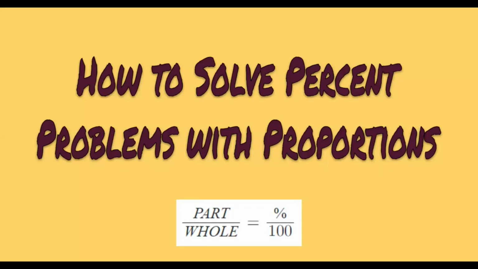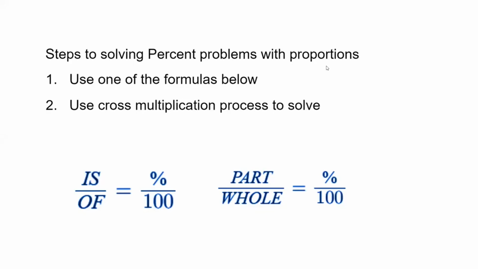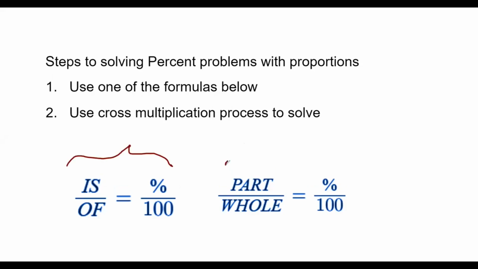In this video, I will review how to solve percent problems using proportions. The first thing that we want to do is to use one of the formulas below. They're really the same formula, but they express the proportion in a slightly different way. On the right-hand side of both of them, this is what I'm referring to as the first formula, and this is the second formula. In the first one, we have percent over 100 on the right-hand side, and we have the same thing on the second formula. So it's the first part, the part on the left, that's different.